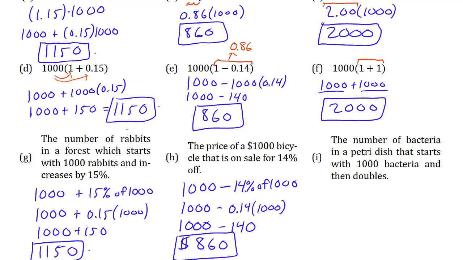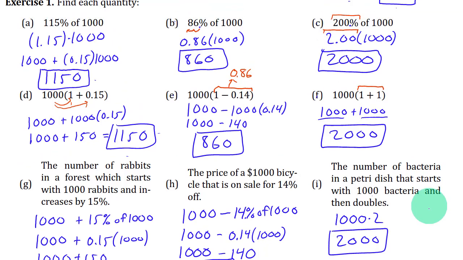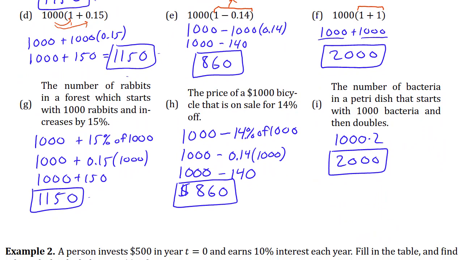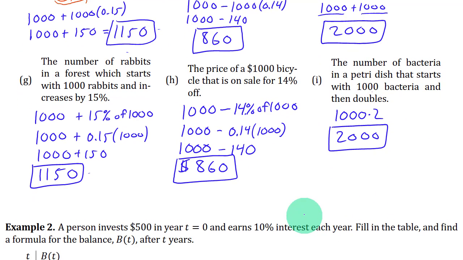Now let's say we take the number of bacteria in a petri dish that starts with 1,000 bacteria and then doubles. So it's going to be 1,000, and if it doubles, you can write that as just multiplying by 2, or increasing by 1,000 more bacteria, and the result is 2,000. Okay, so yeah, again, C, F, and I are all looking at the same sort of thing, but with different ways of looking at it, different ways of calculating the same thing.